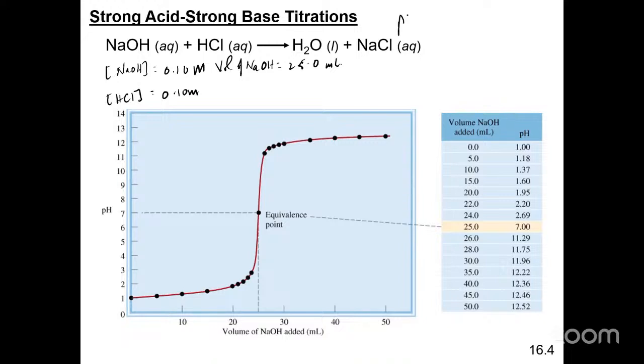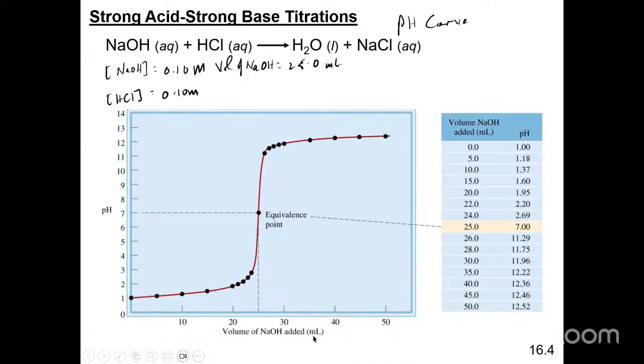So basically, that's how you determine what we call the pH curve, which is the plot of the pH of the titration solution versus the volume of whatever is being added. In this case, it's a base being added. So you're going to get that S-curve looking type of graph.